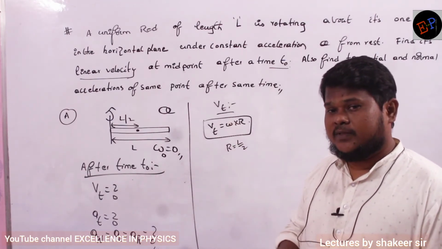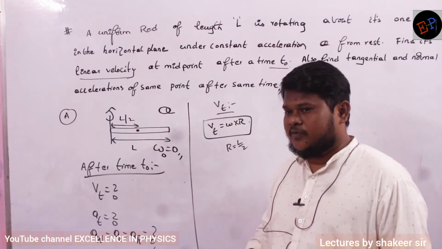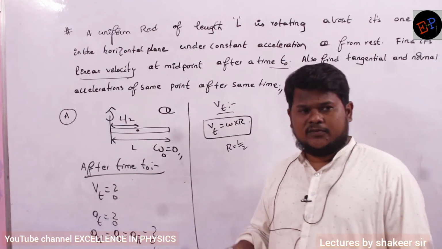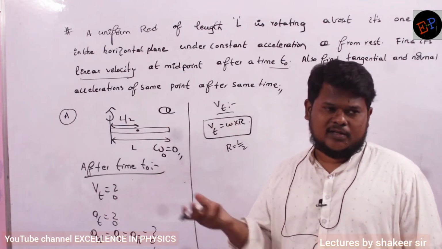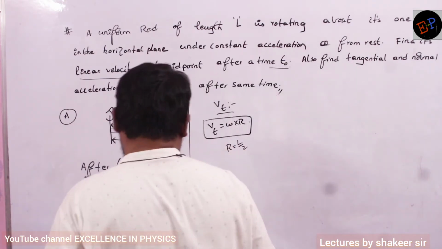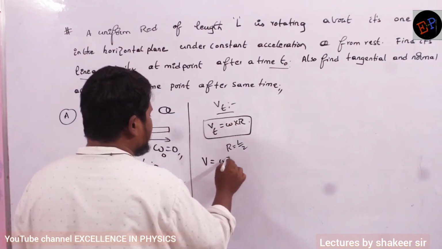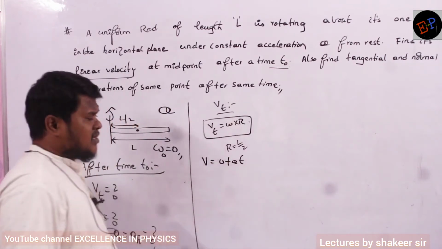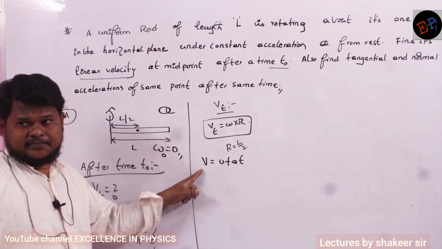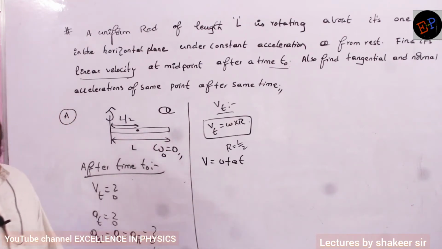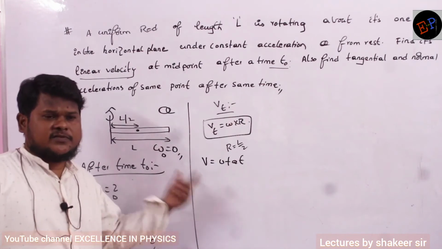How can I calculate? First of all, is it uniform motion or non-uniform motion? Non-uniform, because alpha is there. So which relation can I use? I can use V is equal to U plus AT, because after a time of t naught I want to find the velocity. What is the analogous equation of this one in rotational motion?